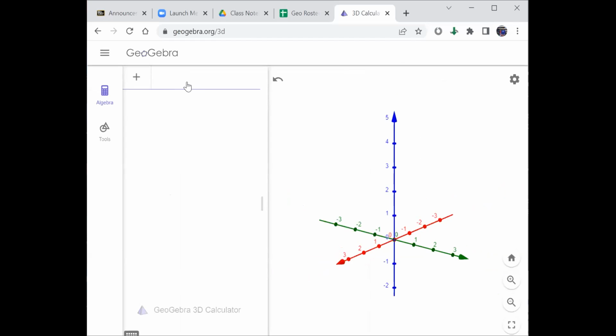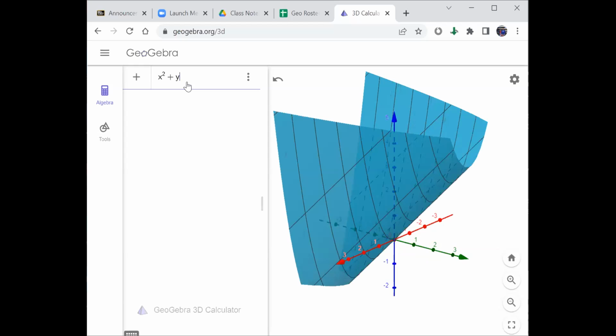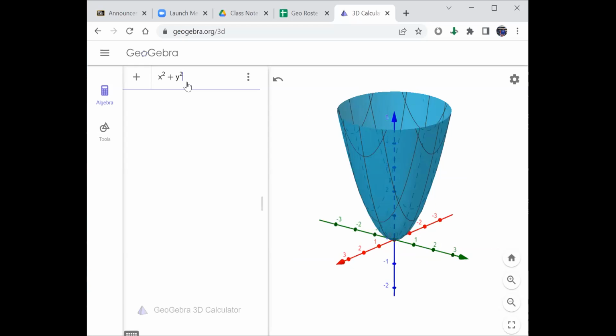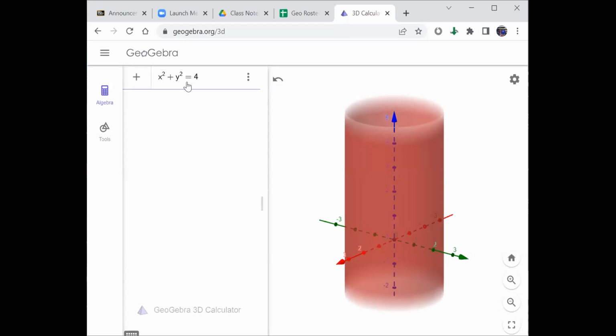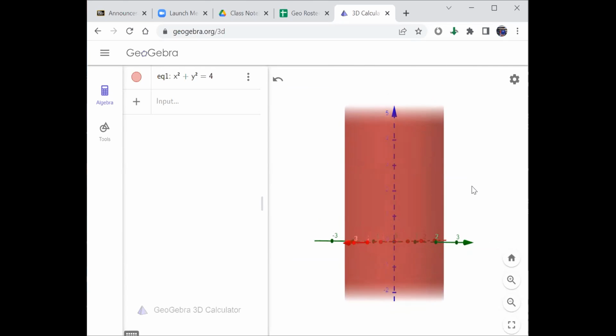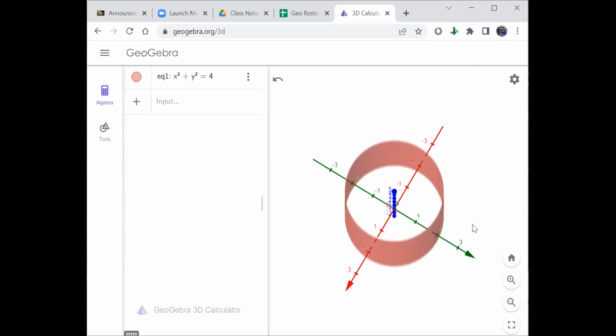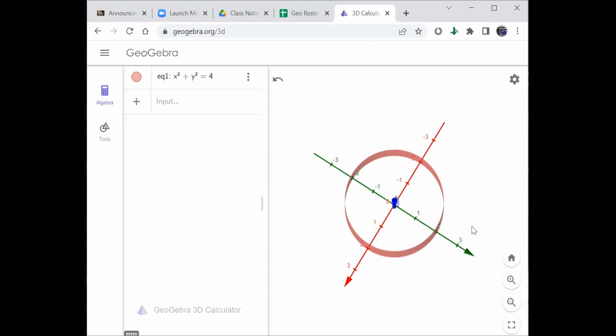Right. So let's say x squared plus y squared equals, let's say, 4. All right. So that's a cylinder. It's an infinite cylinder, which means it goes up and it goes down forever, but it's still a cylinder. If I look down from the top, you can see it's circular.